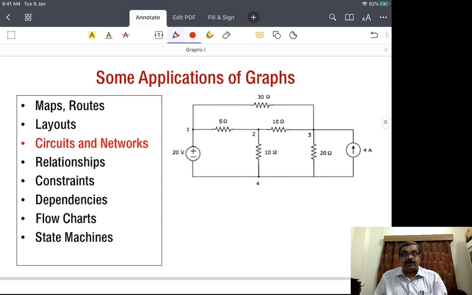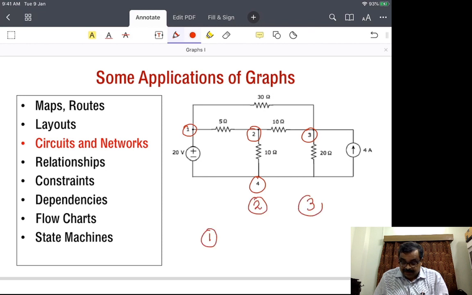One of the most popular applications is in design of circuits and modeling and analysis of circuits. Now let us consider this circuit. This is a circuit which has got resistance, which has got voltage supply, and which has got a meter to measure current. So here are the 4 nodes that we identify, and the edges between the nodes will be all the connections. So this graph will have 4 nodes like this: 1, 2, 3, and 4.